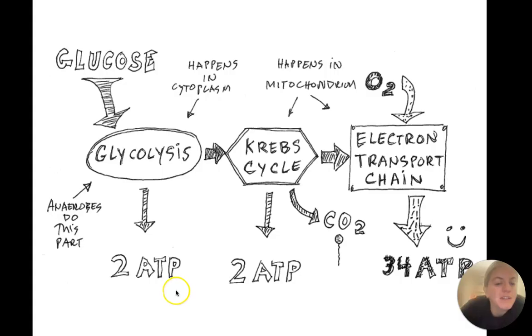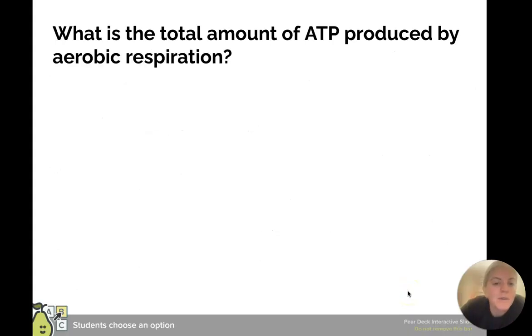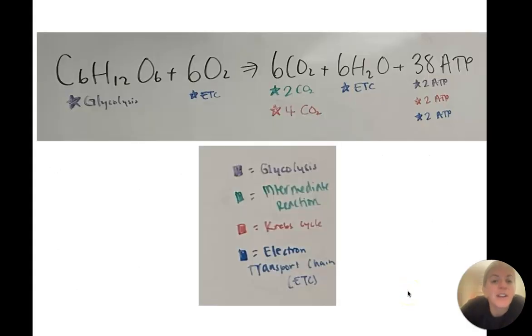So from glycolysis, we get 2 ATP. From the Krebs cycle, we get 2 ATP. And from the ETC, we get 34. So if we add all these up, 2 plus 2 plus 34, we find out that we actually get 38 ATP produced by cellular respiration. So that's why I added this in the product.